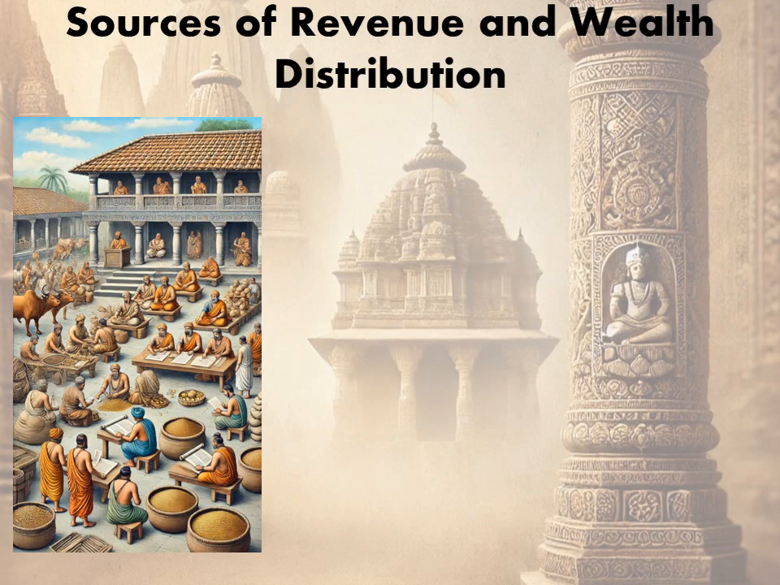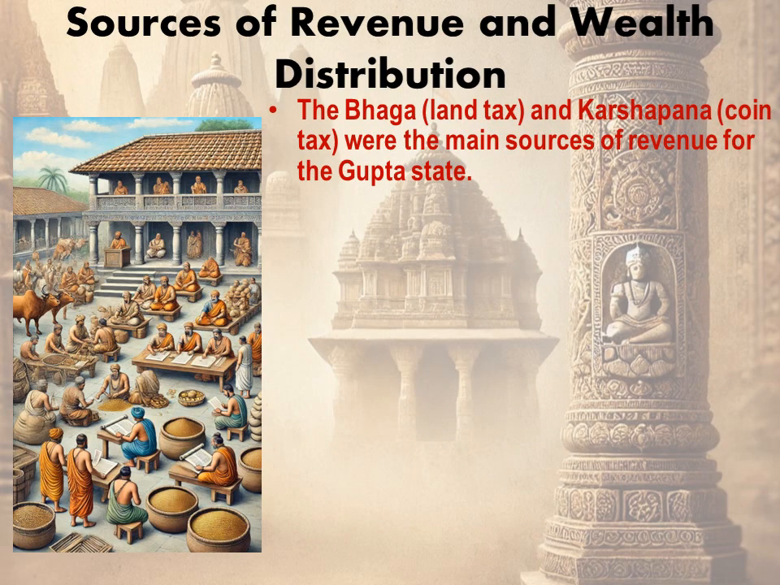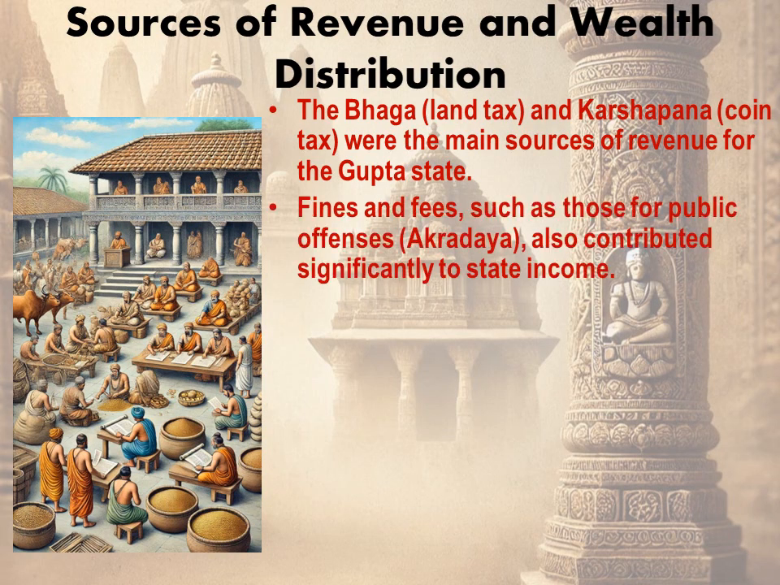Sources of revenue and wealth distribution. The Bhaga land tax and Karshapana coin tax were the main sources of revenue for the Gupta state. Fines and fees, such as those for public offences, Akradaya, also contributed significantly to state income.